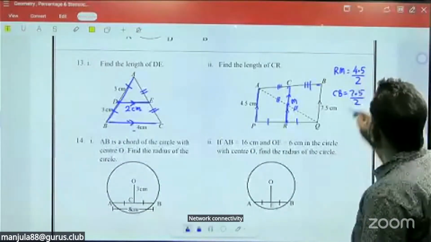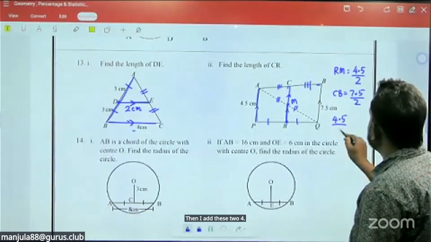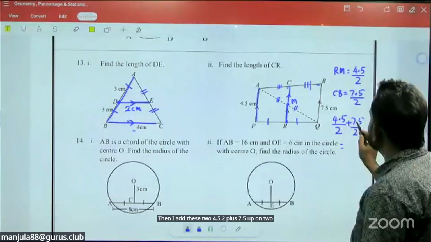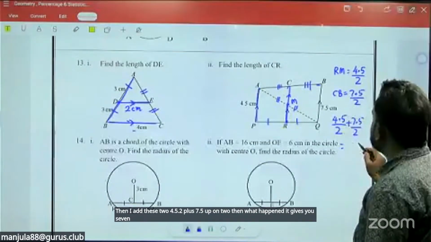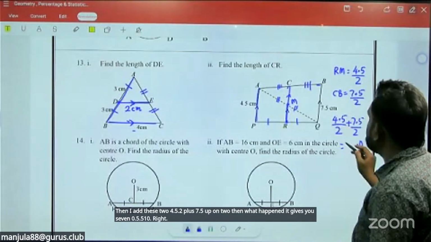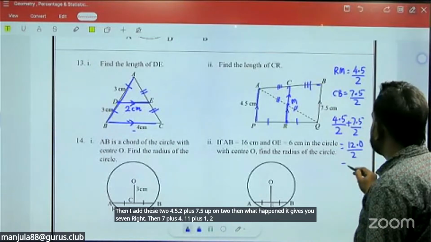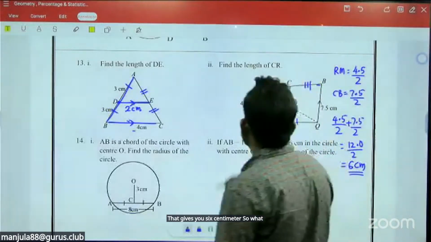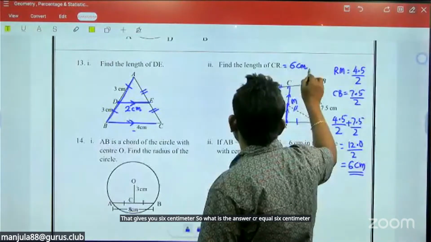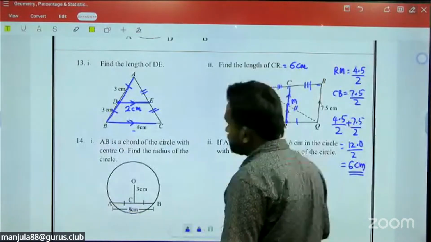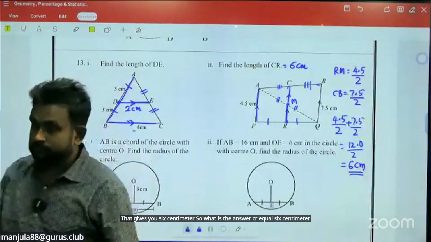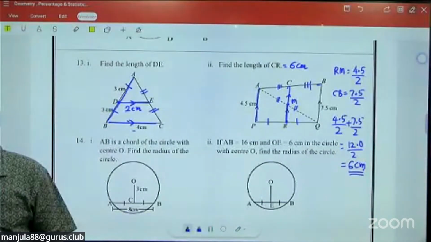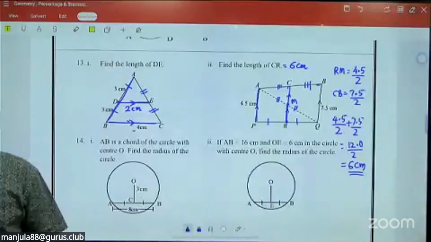Then I add this: 4.5 upon 2 plus 7.5 upon 2. Then what happened? It gives you 12 divided by 2. That gives you 6 centimeters. So what is the answer? CR equals 6 centimeters.